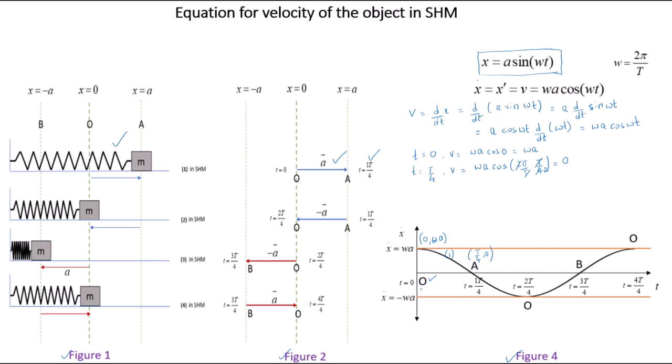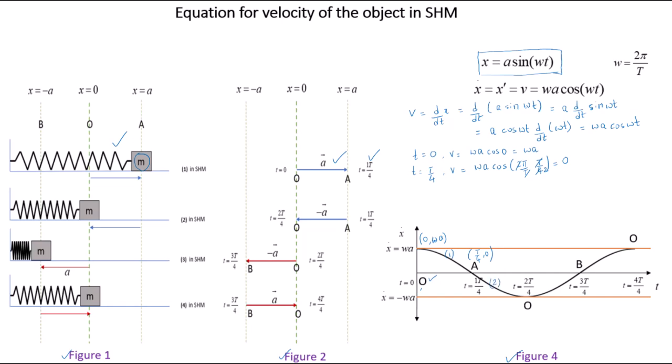Now, does it match with the practical observation? Yes. It is seen that when the object is at the extreme position on the right-hand side at point A, before it starts moving towards the left-hand side, the velocity of the object will momentarily be equal to 0. That is in agreement with the practical observation, and therefore the function gives us the correct value of the velocity.